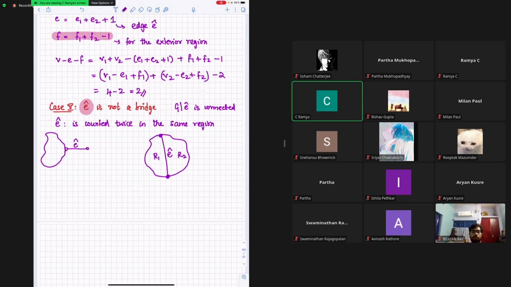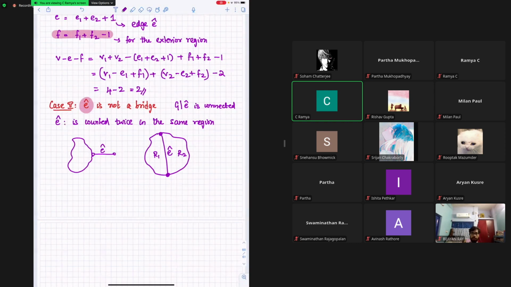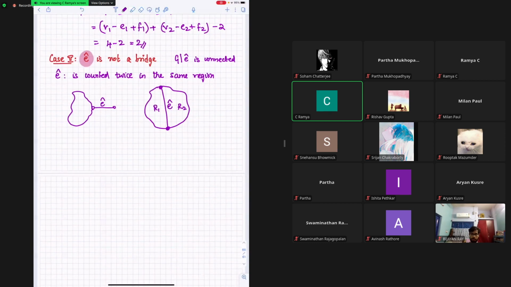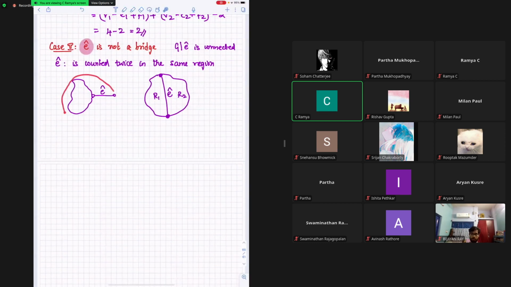So these are the only two possibilities. Are people convinced about this? It's like this edge either belongs to exactly one region, or it is in the boundary of two regions. These are the only two possibilities. In fact, even this you can think about it as a bridge because this vertex will be removed from the graph, but let's not do that.